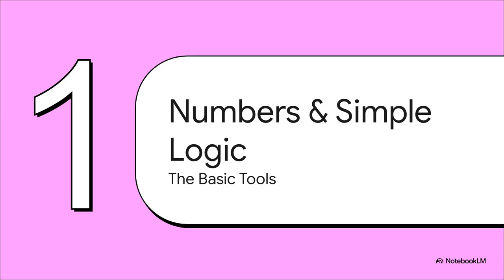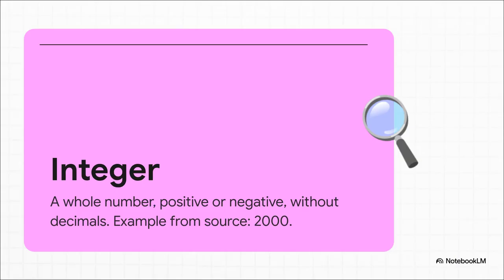Okay, so let's start with the most basic tools in our box. I'm talking the ones you're going to be reaching for all the time. These are your hammer and your screwdriver, numbers and the simple logic that makes your programs, well, smart. First up, the integer. This is your workhorse. It's your go-to tool for counting anything. Any whole number. Doesn't matter if it's positive or negative, as long as it has no decimals. Like the number 2000 from the source material. It's simple, it's efficient, and it's perfect for when you're just dealing with whole units.